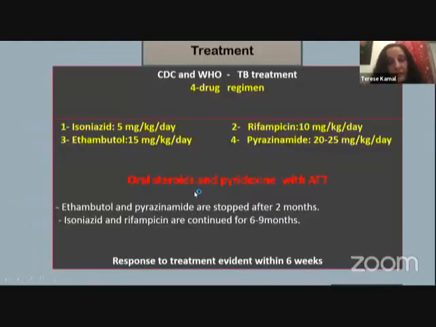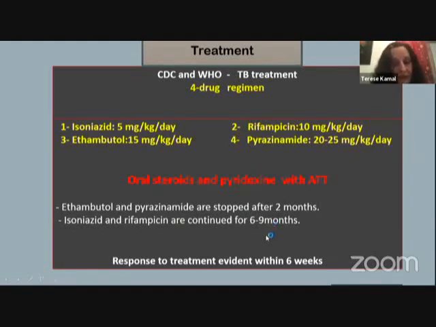The treatment that has been agreed upon both by the World Health Organization and the CDC is the 4-drug regimen, which should be taken under the care of the chest specialist, which is isoniazid, ethambutol, rifampicin, and pyrazinamide, along with oral steroids and pyridoxine. Now, the ethambutol and pyrazinamide are going to be stopped after 2 months, while the isoniazid and rifampicin will be continued for 6 to 9 months and occasionally up to a year.